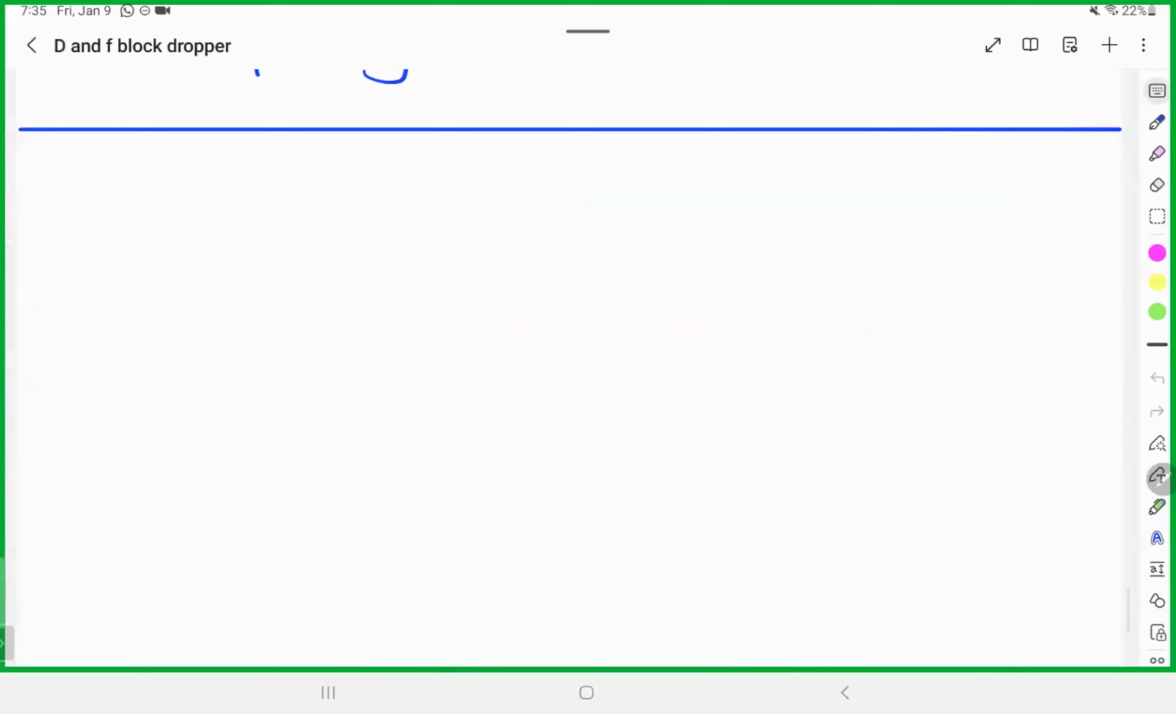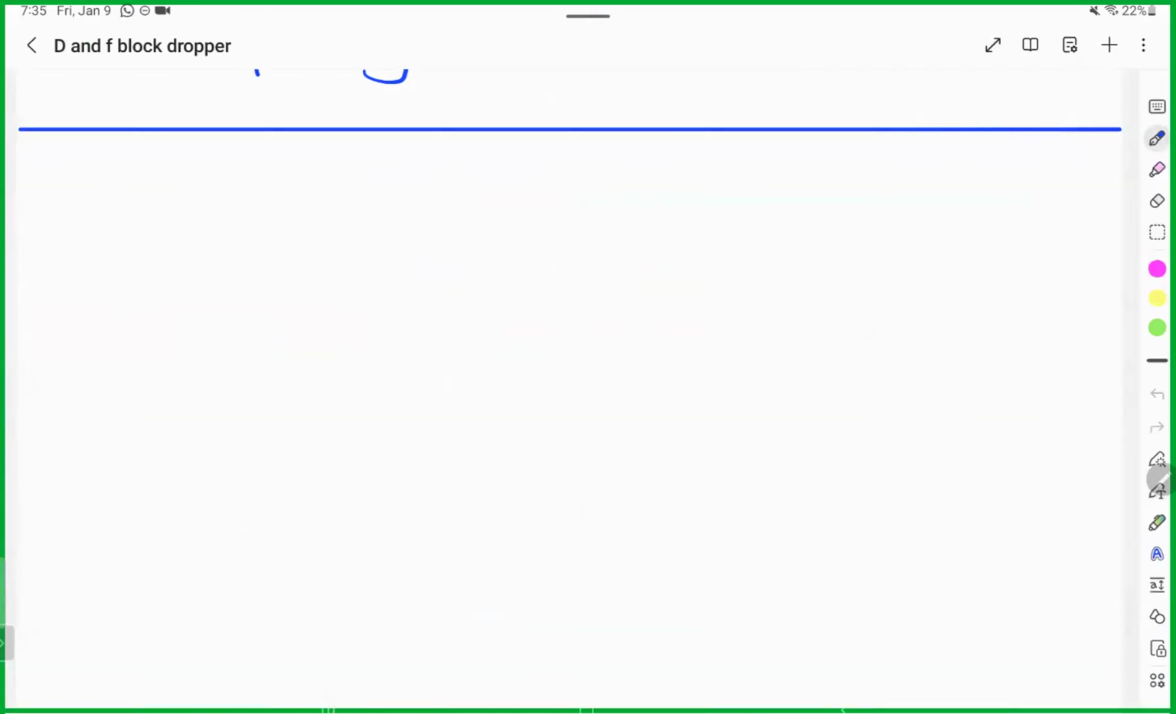Let me ask some question. Starting from the last, Sarah, what is the spin only formula? I'm asking from the previous classes, what is spin only formula?